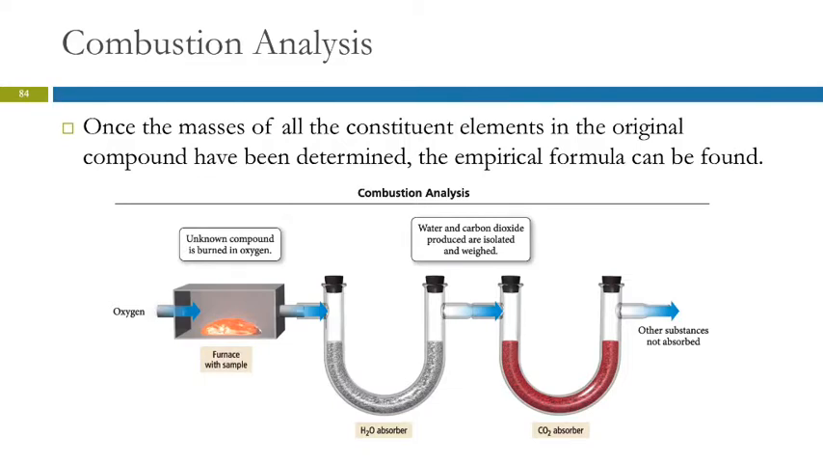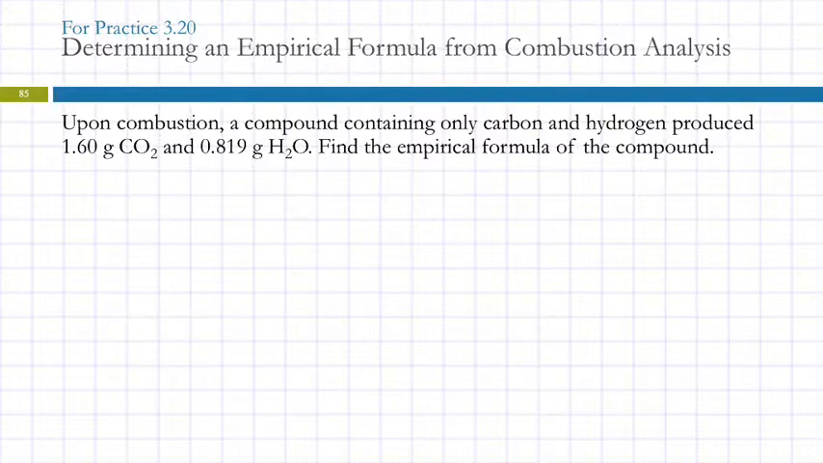Any questions about that? So let's do an example. Upon combustion, a compound containing only carbon and hydrogen produced 1.60 grams of CO2 and 0.819 grams of water. Find the empirical formula of the compound.